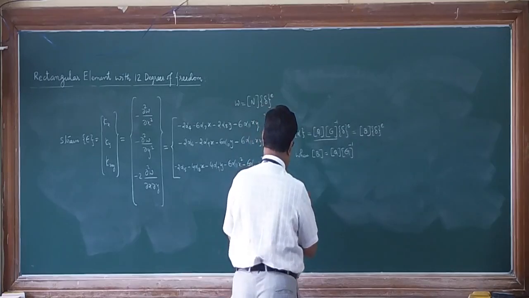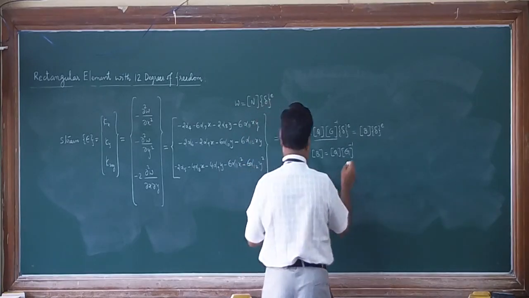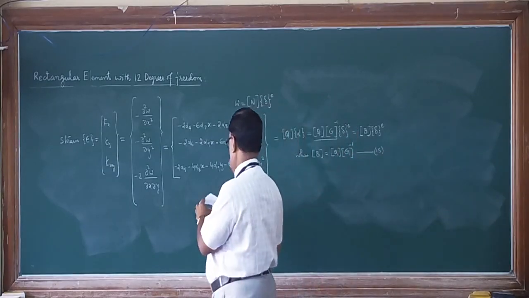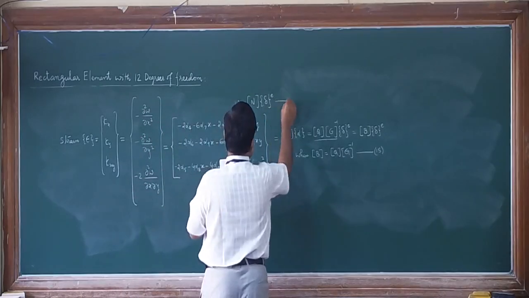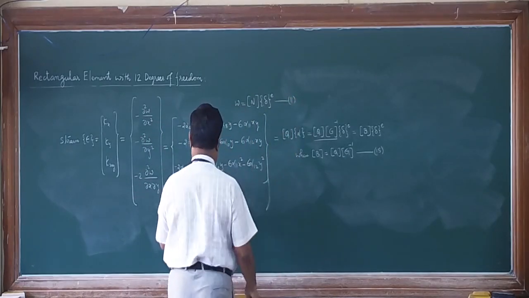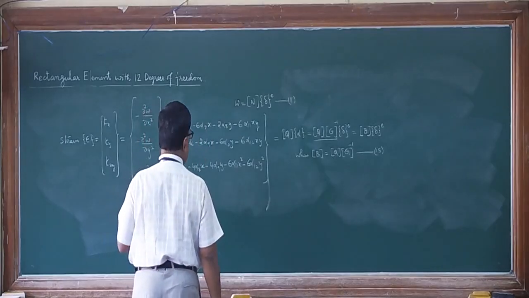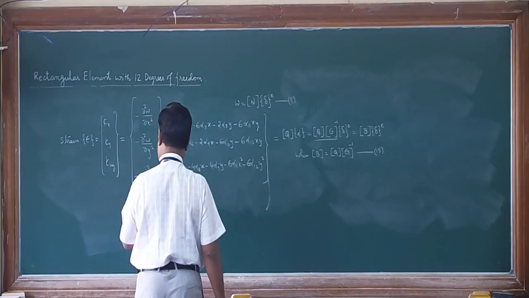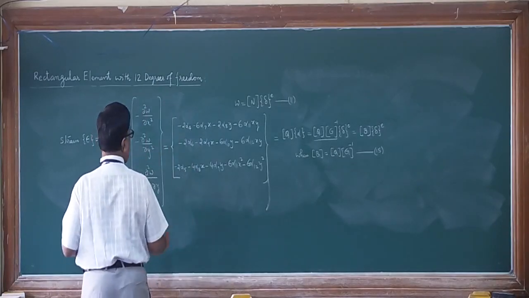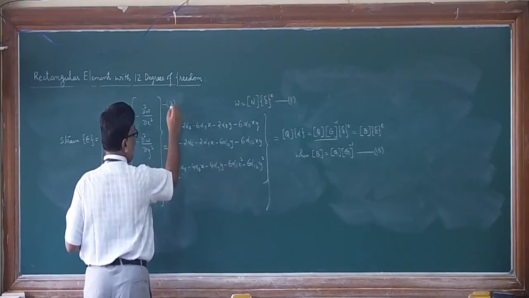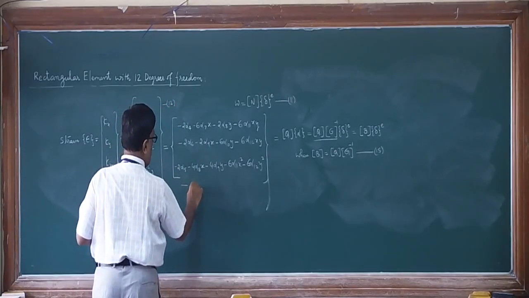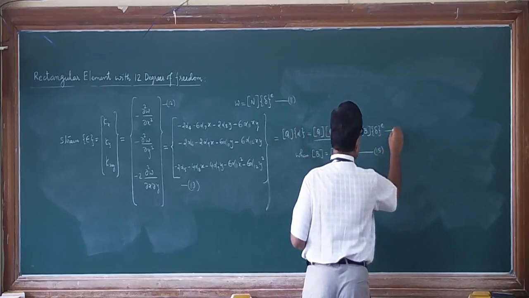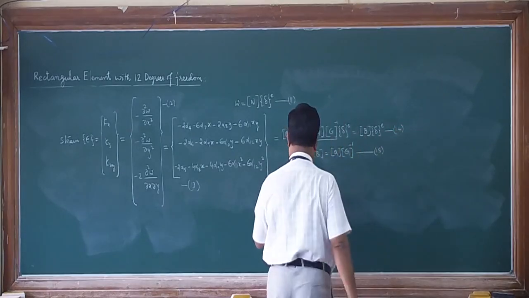Okay, this equation is 15. This is our 11th equation, these are our 12, 13, 14, you can write that. This is our 12th, this is our 13th, this is our 14th, and this is our 15th.